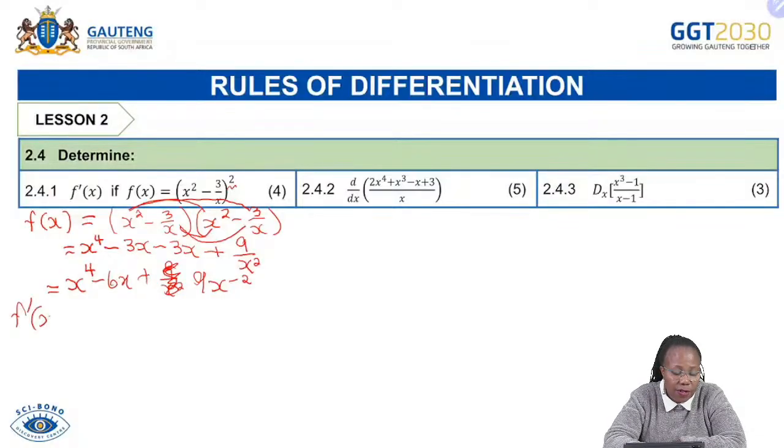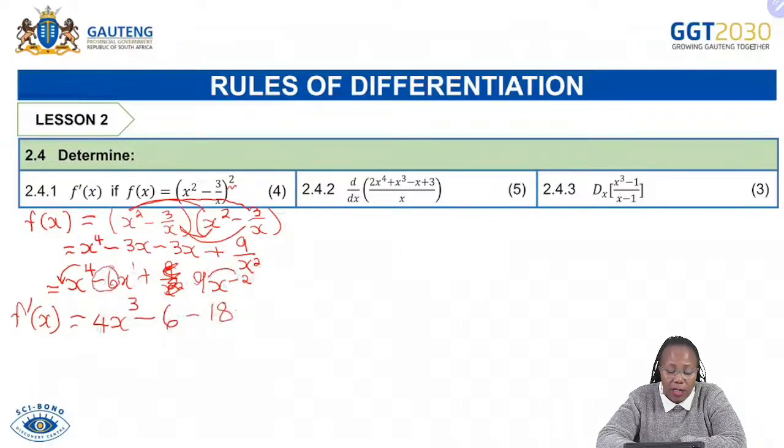This will be f derivative of x. And then it's 4 times 1, which is 4. X to the power, subtract 1, to the power 3. And then if it is x to the power 1, the coefficient is the answer, minus 6. With this one, minus 2 times 9 is minus 18. And then x, subtract 1 from the exponent, it becomes minus 3 there.